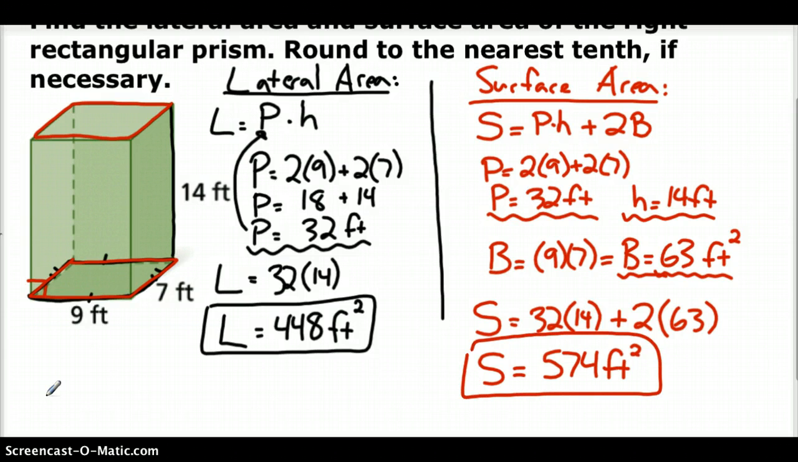In the next video, we'll take a look at another example, and we'll get better at finding lateral area and surface area.